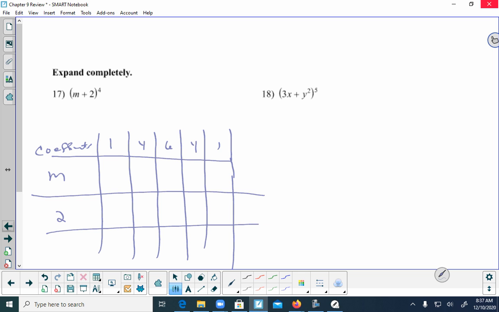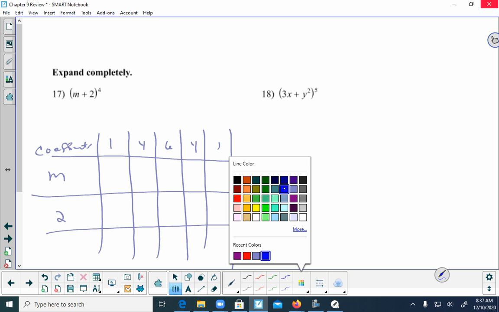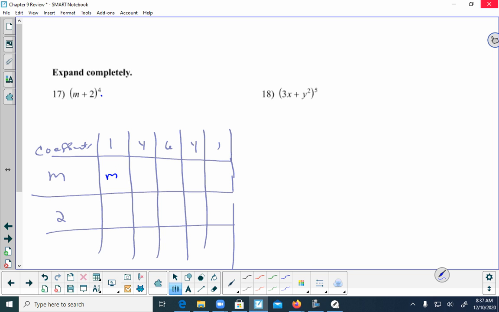terms of my binomial. So when I go to do this, I am going to first start with m to the 4th power. So this will go m to the 4th, m to the 3rd. I keep on going down 1 until I finally get m to the 0, which is just 1. The 2 goes in the opposite direction. You start with 2 to the 0, then 2 to the 1st, which is 2, 2 squared, which is 4, 2 to the 3rd, which is 8, 2 to the 4th, which is 16.